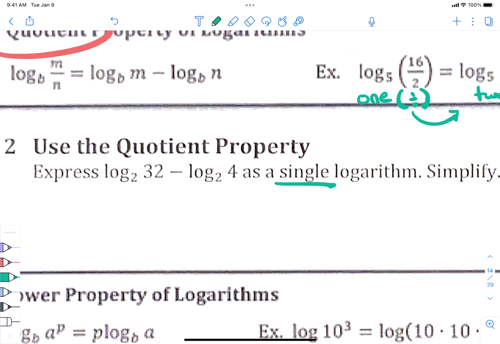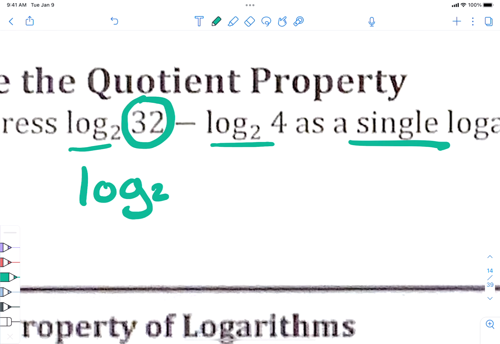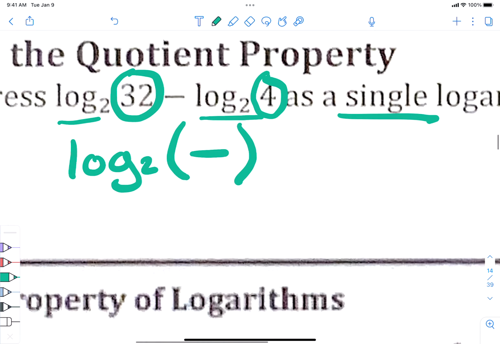What does that mean? Put them together. So we want one log, and the log is going to be log base 2, right? These are each log base 2s. Here we were taking log base 2 of 32, and log base 2 of 4, and we were subtracting in between them, which means when we put them together, we are going to divide. Subtract means divide. What do we divide? 32 divided by 4. How do you know the 32 goes on top?